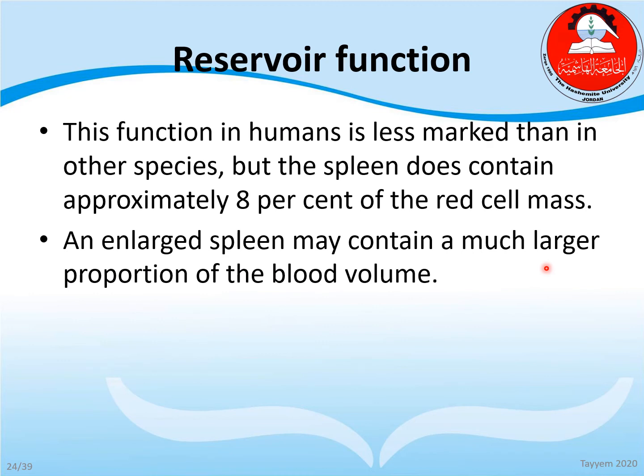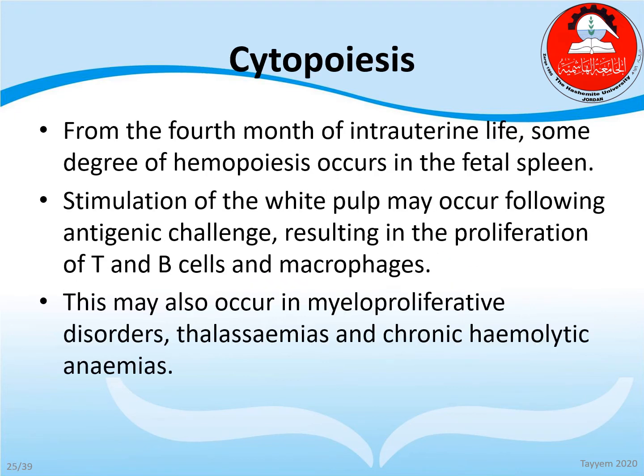Reservoir function, probably this is not a major function in human beings, but still we are aware that the spleen holds about 8% of the red blood cell mass inside, and that can be utilized at the time of need. Cytopoiesis, it's important for hematopoiesis early in fetal life, but that function will be less after childbirth.